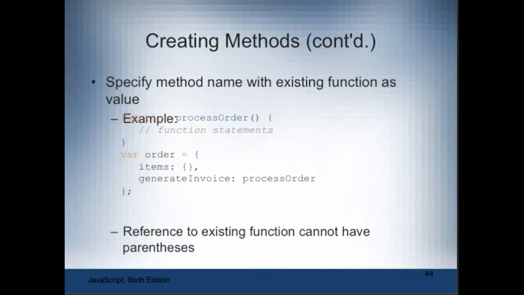Notice that the syntax for declaring a method by reference to an existing function is the same as the syntax for declaring a property. The JavaScript processor correctly identifies methods because their values are functions. Also notice that the processOrder function is referenced without parentheses at the end. Using the code shown here to declare a method would not be valid because it includes parentheses.